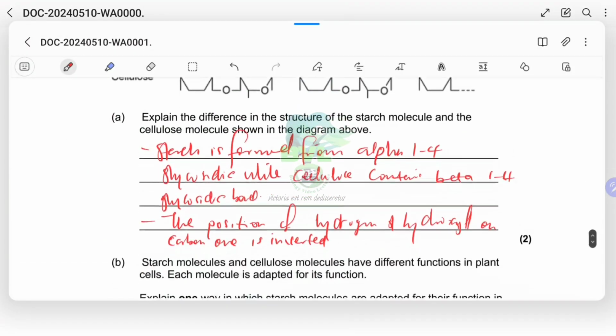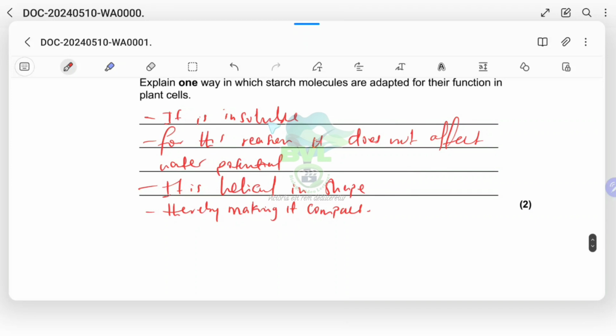Number 1 here is the fact that starch is insoluble generally. So for that reason, it does not affect water potential. Now, most importantly, it is helical in shape. That allows it to be able to coil up or to be able to be stored. That's something you want to remember. So it can coil up, it makes it compact.